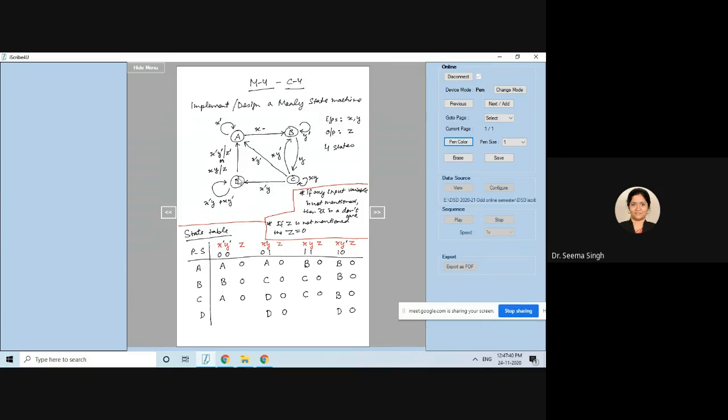Next, I have to see from D to A. D to A, 1 and 1. So D to A, and here my Z is 1, right? Now, x dash y dash is 0, 0. So D to A again, but Z is 0. Now you can see my state table is complete.